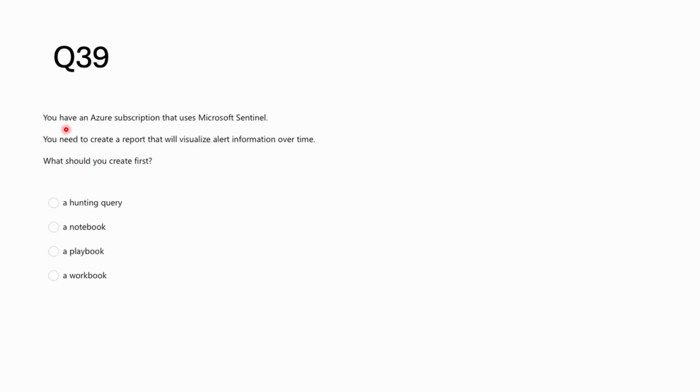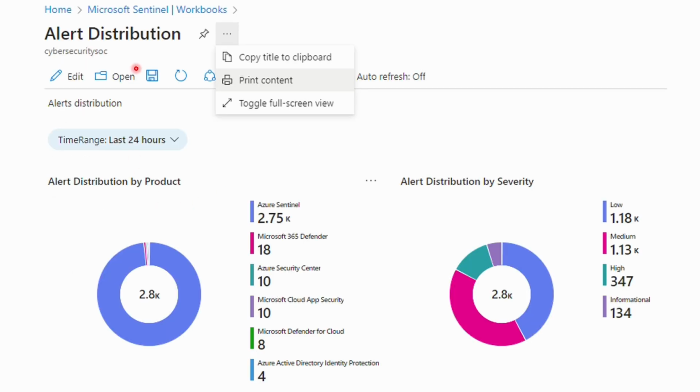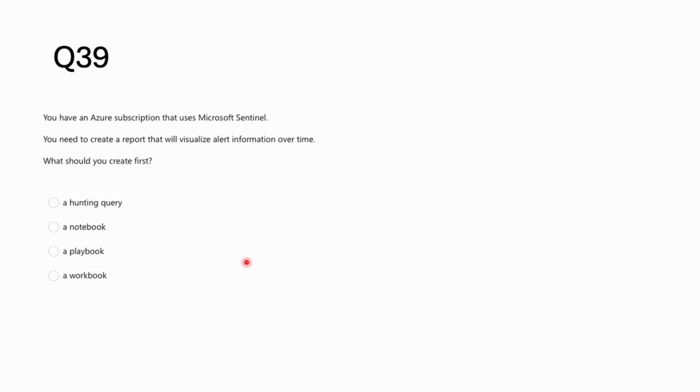Now, the next one is you have an Azure subscription that uses Microsoft Sentinel. You need to create a report that will visualize alert information over time. What should you create first? The ask is what? You need to create a report that will visualize information over time. Workbook. So there we can go inside Sentinel. We have a workbook section, and within the workbook section, you can visualize your data like this. So the right answer should be workbook.